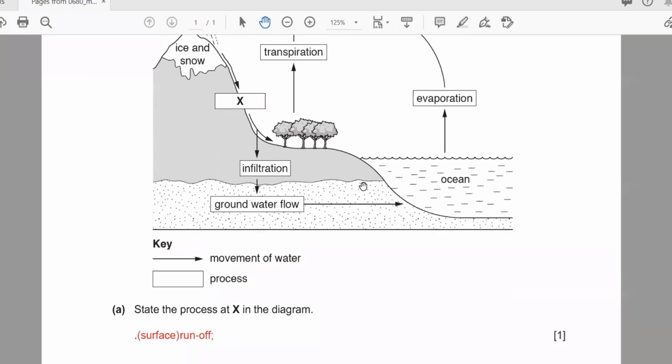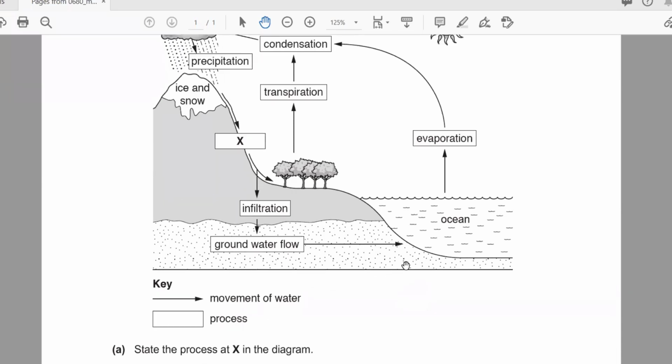Okay, describe the processes leading to the precipitation in the diagram. Which one? Should I describe each process? Yes, describe the processes leading to precipitation. First evaporation. Evaporation: water from the ocean is changed from water droplets to water vapor in the atmosphere by heat. Then the condensation, the water vapor is converted back into water droplets.